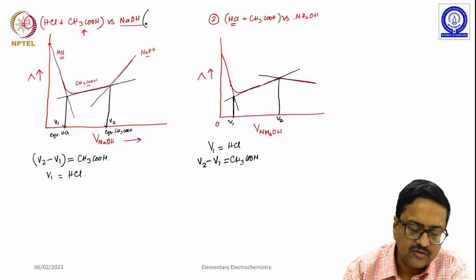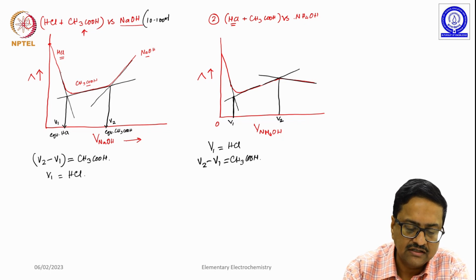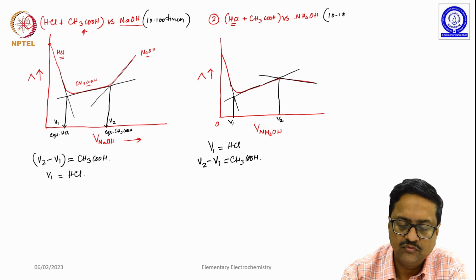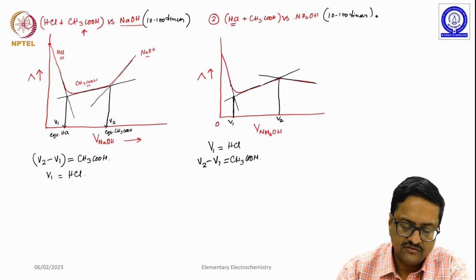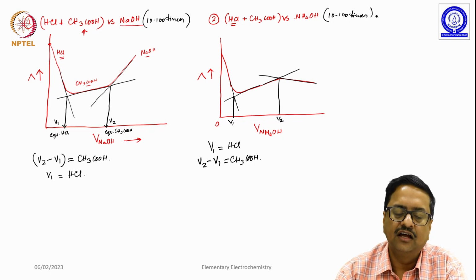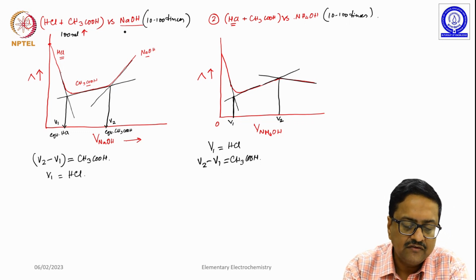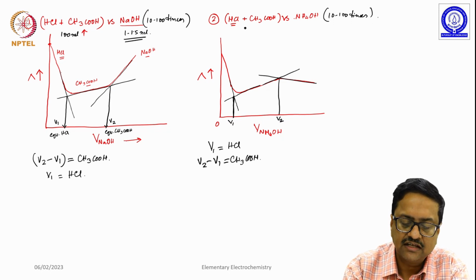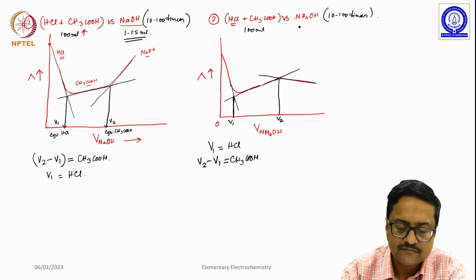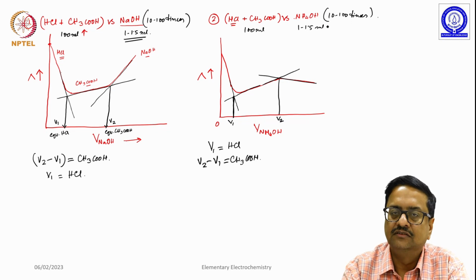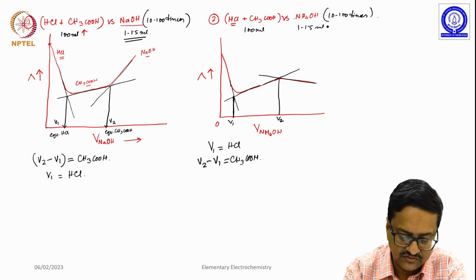The only thing you need to remember is that the titrant should be 10 to 100 times more concentrated. Similarly, ammonium hydroxide should be 10 to 100 times more concentrated, so that the dilution effect is removed. You may have about 100 ml of this solution, and you will need about 1 to 1.5 ml of NaOH. In this case, again for 100 ml here, you will need about 1 to 1.5 ml of ammonium hydroxide solution.